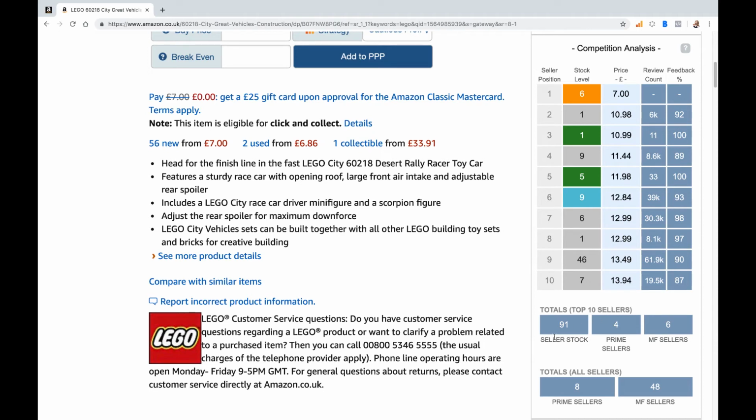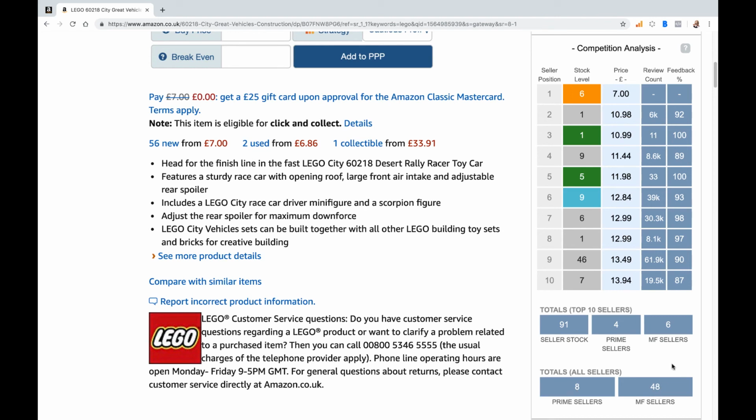So if you come along down here, sticking with the top 10 sellers, it will give you the total number of stock. So it's basically added up all this stock for you and giving you the total here. It's totaled up how many are prime sellers and how many are merchant fulfilled sellers. So it's given you all that information, all just totaled up for you. But then it's also looked at the totals of all sellers, not just the top 10, because this is obviously focusing on the top 10 sellers. This is telling you how many there are in total. So in total, there are 8 prime sellers and 48 merchant fulfilled sellers.